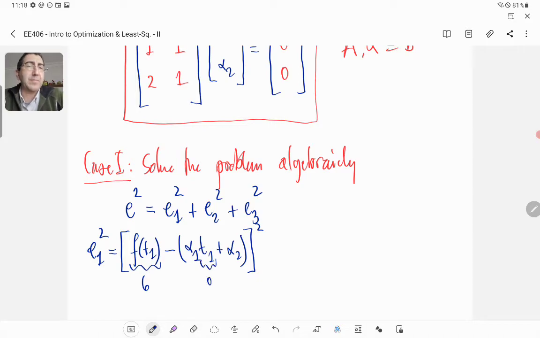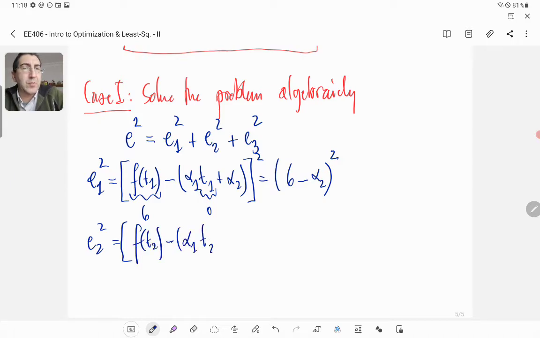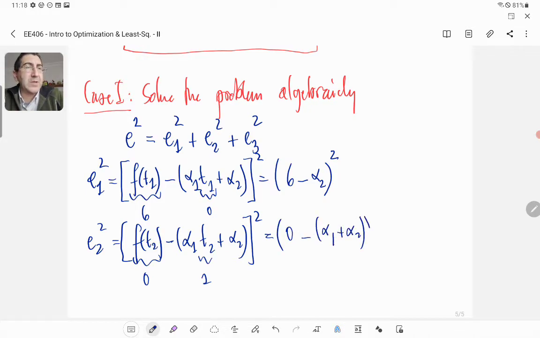Remember, this is 6, given by the data point. T1 is equal to 0. So I can basically write that this is simply 6 minus alpha 2, squared, because T1 is 0 so the first term goes away. What about E2 squared? Same thing. F at T2 minus alpha 1 T2 plus alpha 2, squared. This time f is 0 and T2 is 1. So that means 0 minus alpha 1 plus alpha 2 squared, which is equal to alpha 1 plus alpha 2 squared.